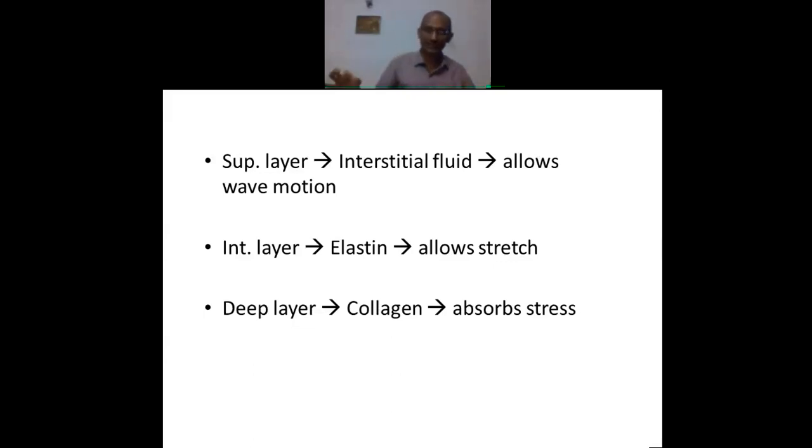And why is the vocal fold getting stretched? When we speak, when you're using different pitch changes, we have to stretch our vocal fold. So that's why the stretch is happening. And the stretch is done on the intermediate layer by the elastin. And the deep layer also has collagen, which absorbs the stretch and prevents damage. So these various contents allow for the various differential functions of the vocal folds.